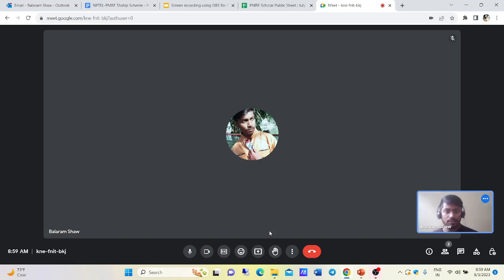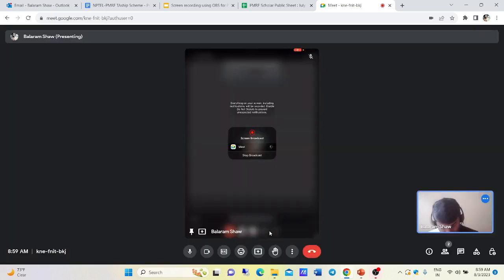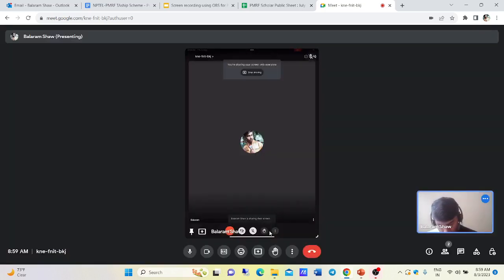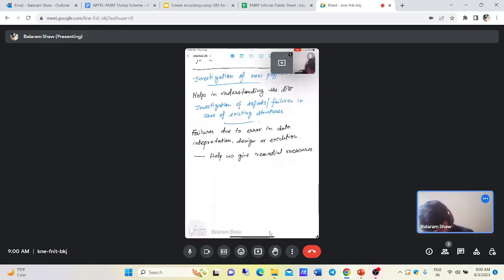So next one was investigation to ensure safety of adjoining structure.